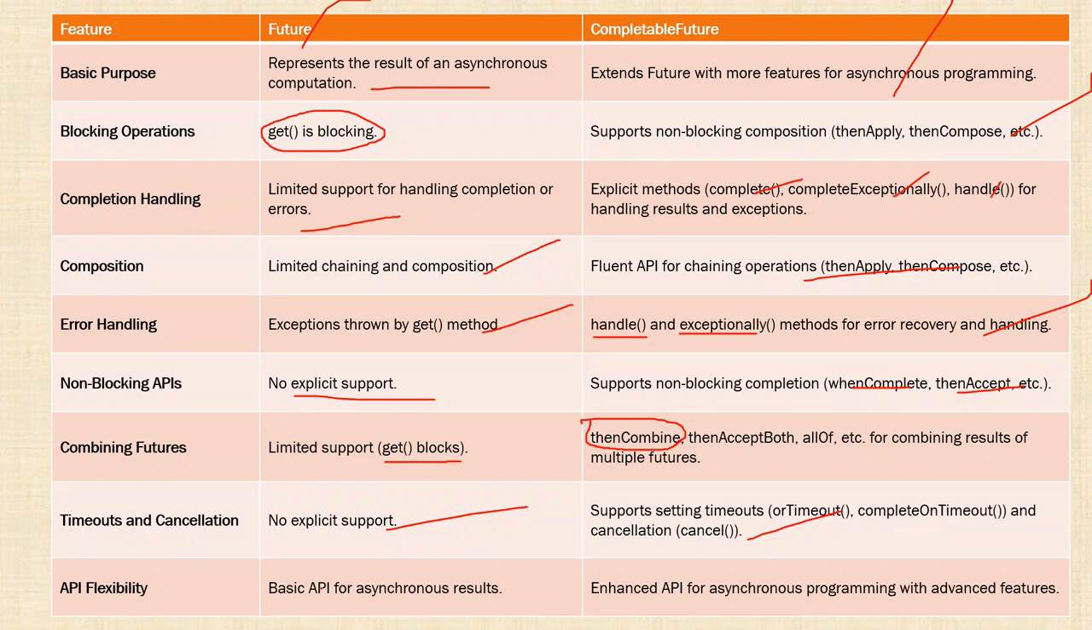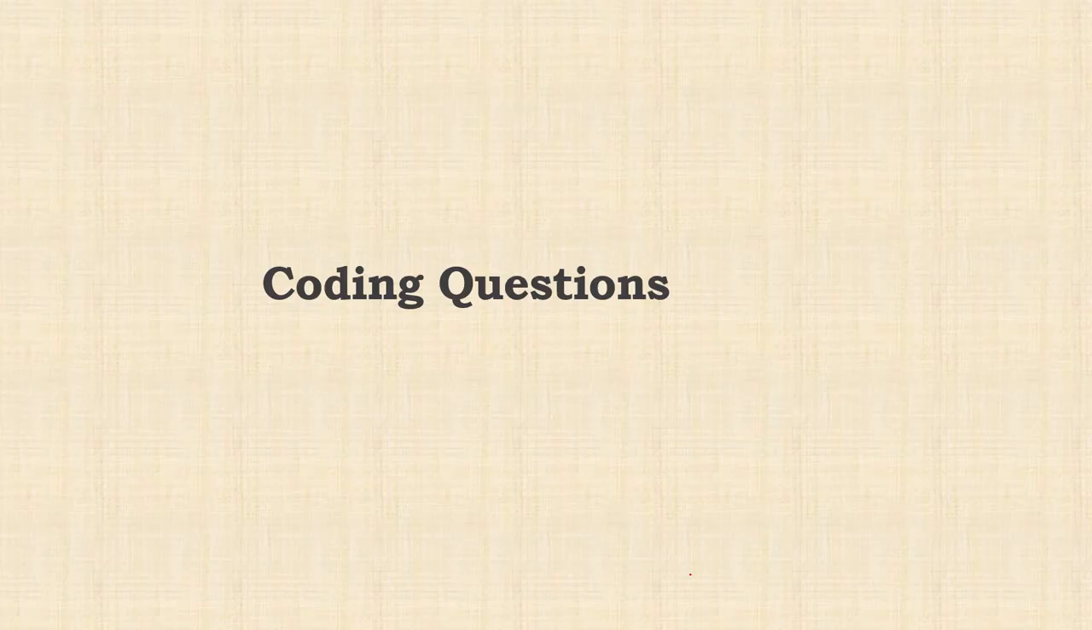API flexibility: Future is a basic API for asynchronous results, while CompletableFuture is an enhanced API for asynchronous programming with advanced features. So I think we have discussed everything. We understood the core concepts of the Future interface and the CompletableFuture interface. Now we are going to do some coding so that you will understand easily.